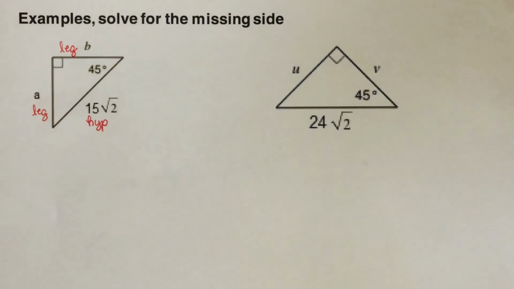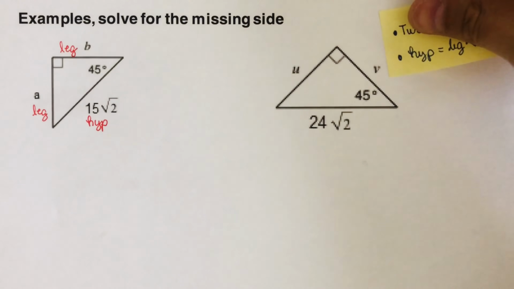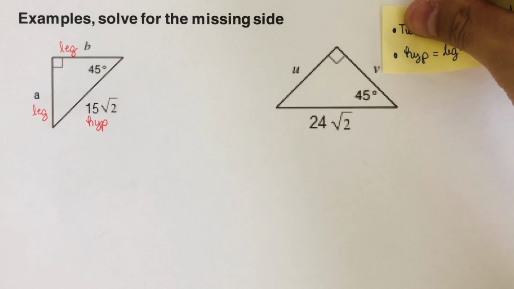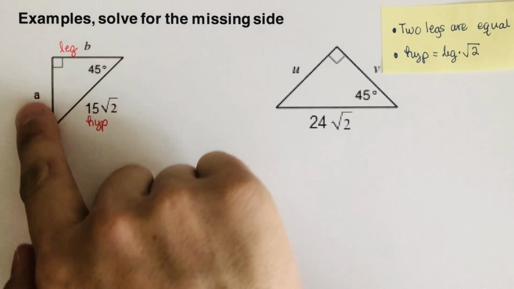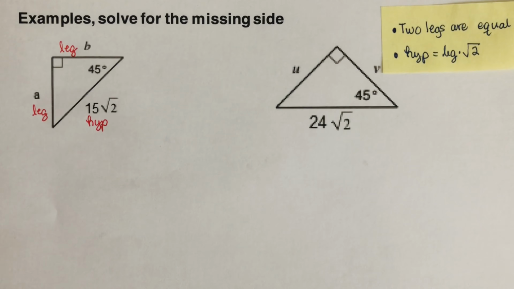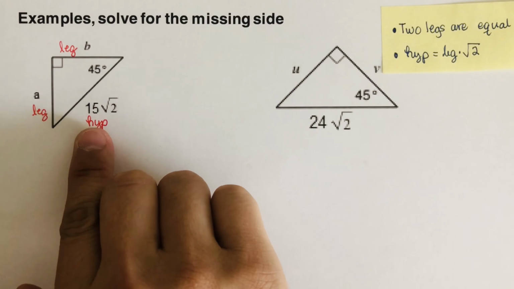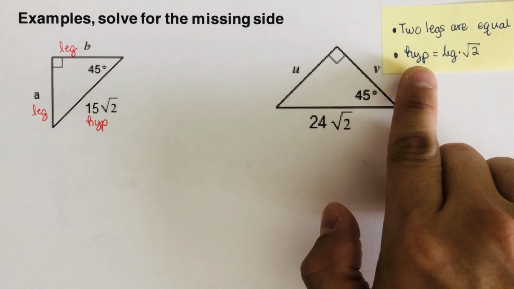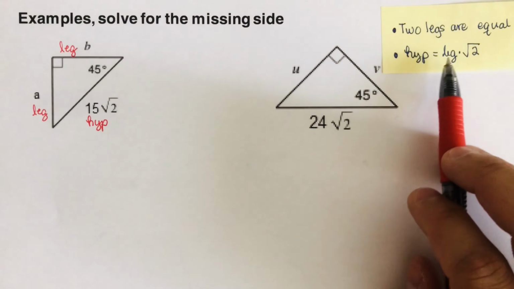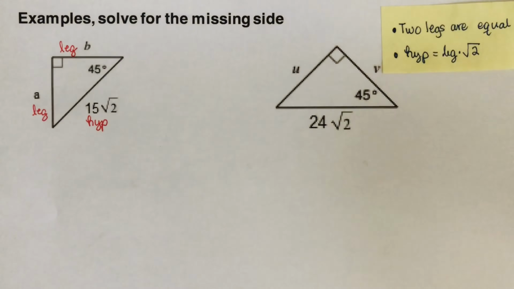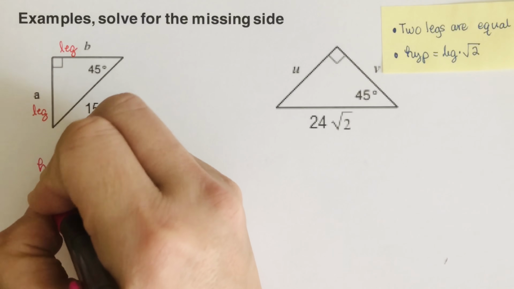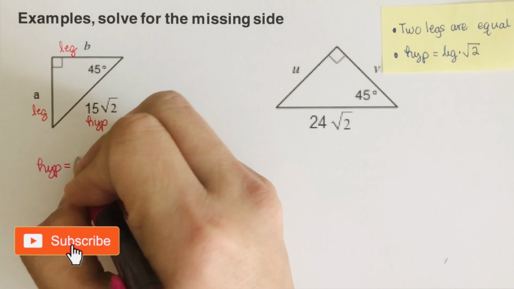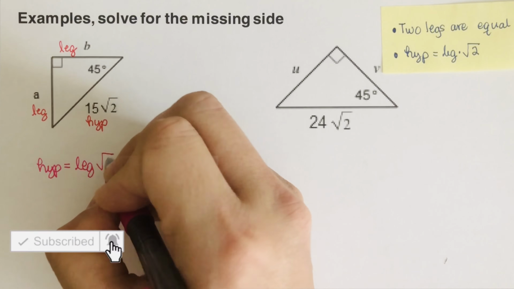So we have, again, this formula. I will put this up here so we can always go back to it. We have the two legs are equal. But how do we find the legs here? We are given the hypotenuse, 15 square root of 2. We know that the formula for hypotenuse is leg square root of 2. So I can go ahead and write the formula for hypotenuse here: hypotenuse is leg times square root of 2.